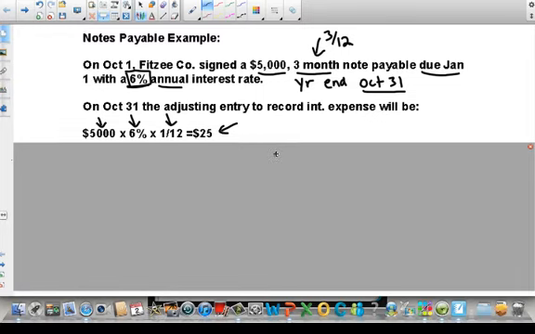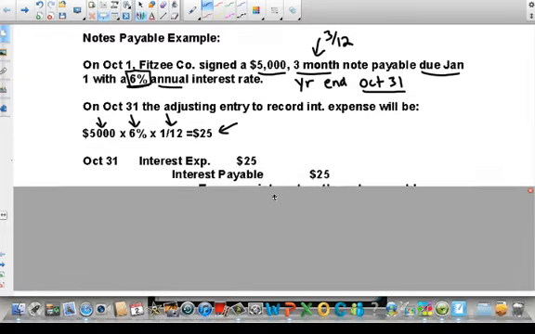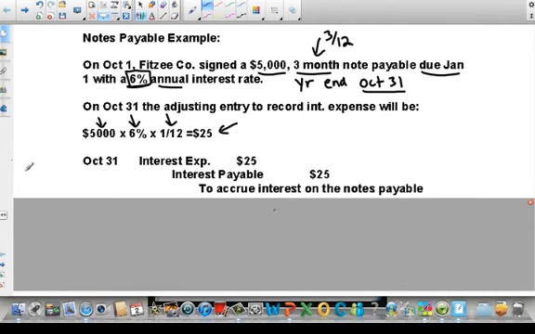So basically, on October 31st, the accrual, this is the adjustment, it's also called an accrual, needs to record the interest expense. So $25 we need to include for an expense, and therefore we owe it. Remember, we never use cash in an adjusting entry because we're not paying it. We owe it. So that's interest payable.